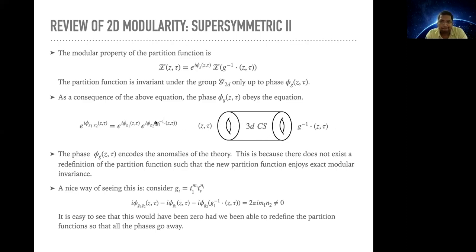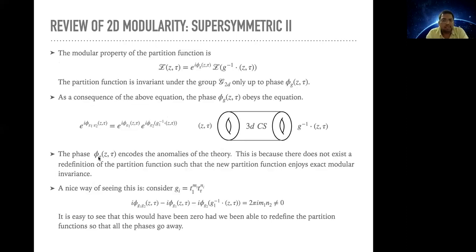Now, this is not really essential, so let me move on. There is a way of seeing that this phi g cannot really be absorbed into Z without just doing trial and error. There is a way of seeing that this phi g indeed is some non-trivial phase that just cannot be removed using this here, but let me not talk about it.